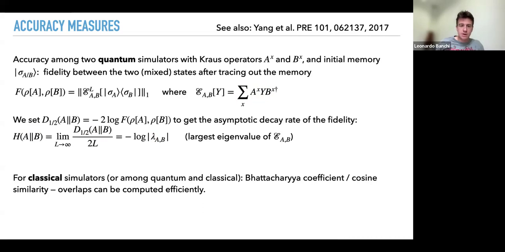Okay. Now, for classical simulators, you can do something like this. You can study the Bhattacharya coefficient or the cosine similarity between the stochastic processes. And the whole point is that anything that depends on the overlap between two distributions can be computed efficiently. While, for instance, the Bhattacharya cannot be computed efficiently, but the overlap, like the cosine similarity, that's efficient.